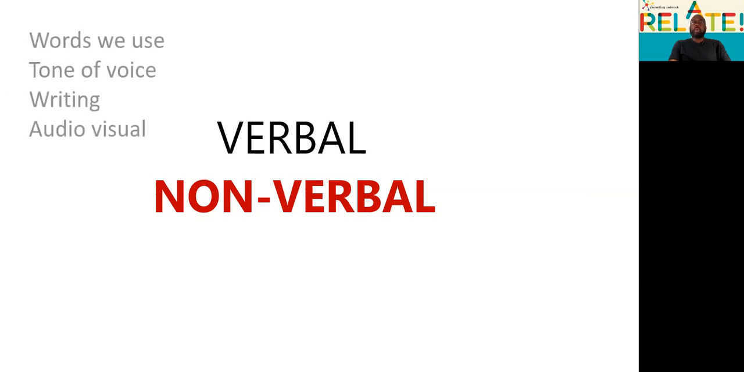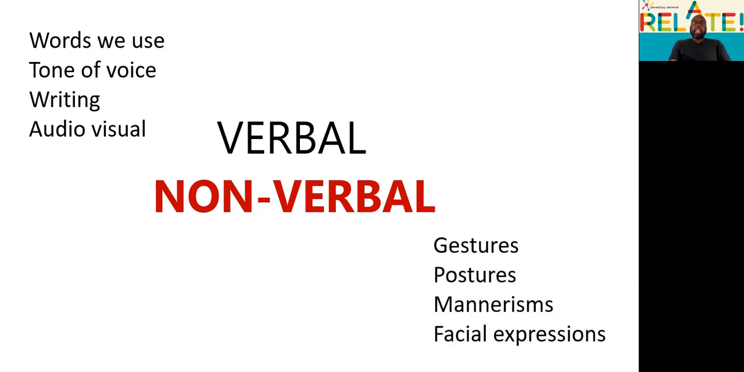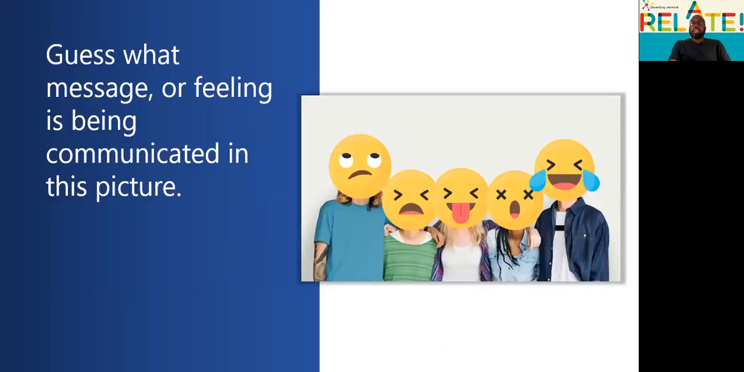So to understand verbal, we're talking about words we use, tone of voice, writing, audio-visual messages, and nonverbal would be gestures, postures, mannerisms, facial expressions, things that we know as body language. So it's important to really understand that body language plays a very important part in communication. Guess what message or feeling is being communicated in this picture?